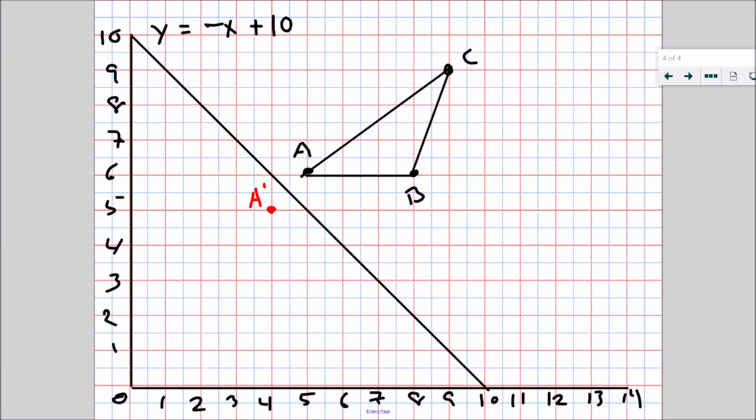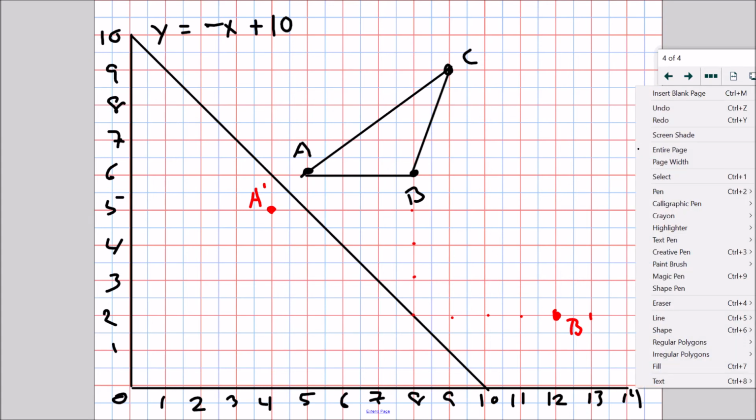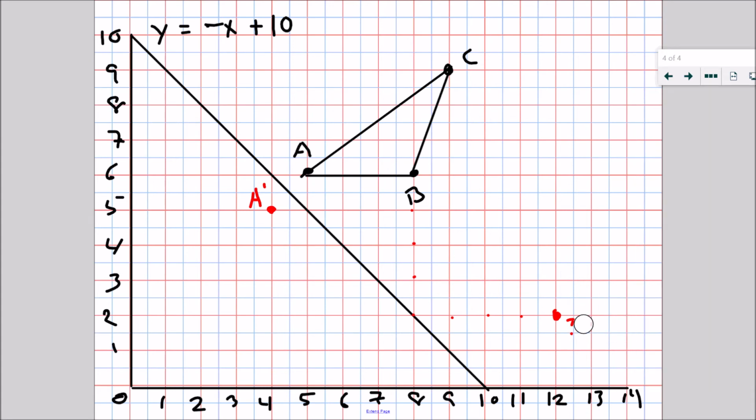B is 1, 2, 3, 4 up. Now, since it's up right now, it has to move either left or right when I'm flipping diagonally. If I move 4 right, B prime would be on the same side of the line that I started on. I can't be on the same side of the line if I'm reflecting. So that's not the one. Instead, I've got to go 4 left. 2, 3, 4. And B prime should be here.